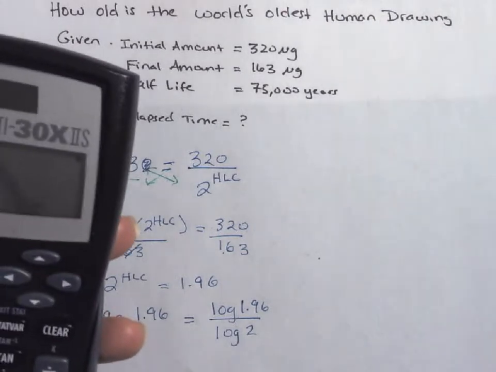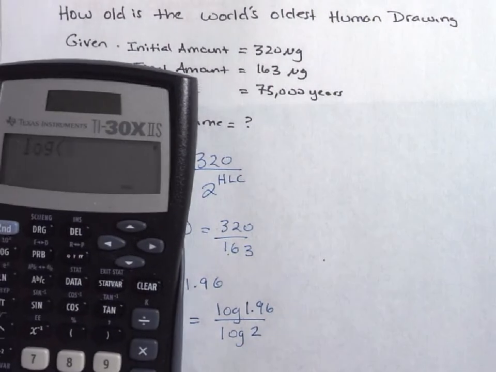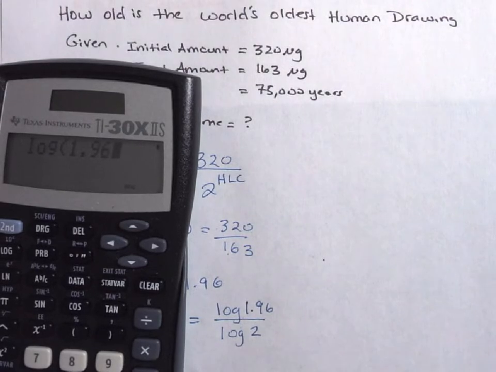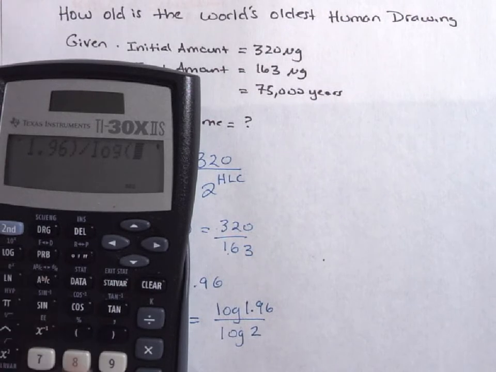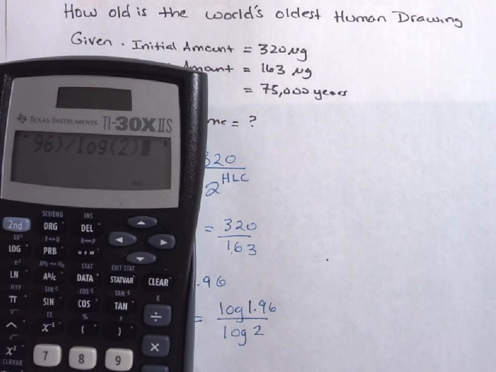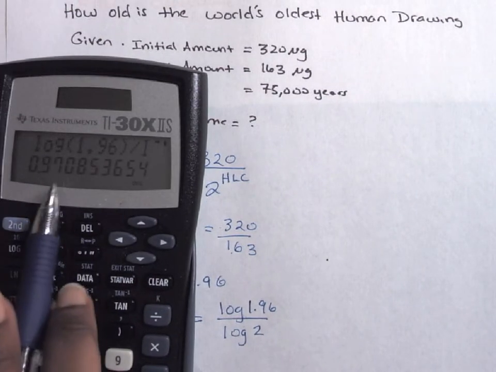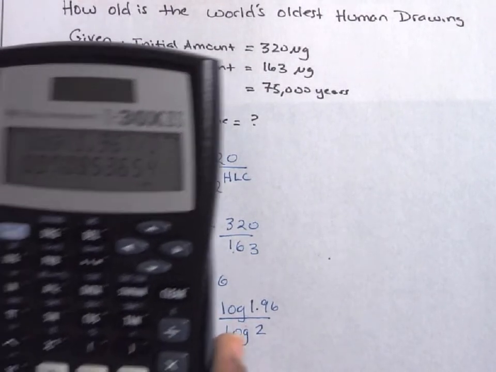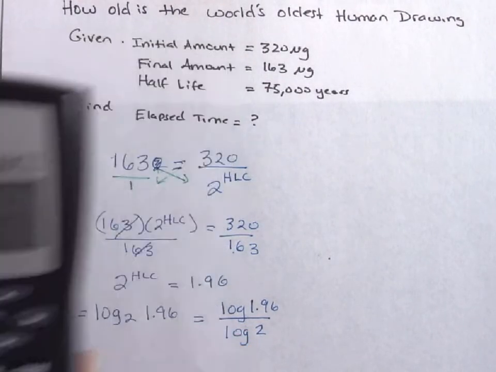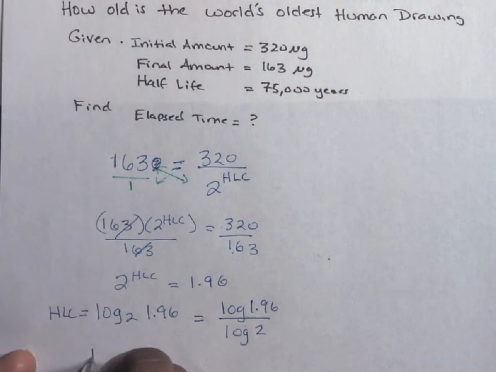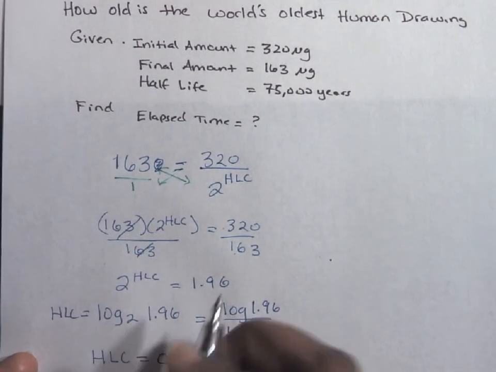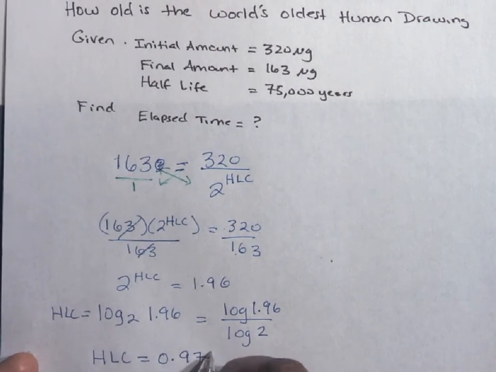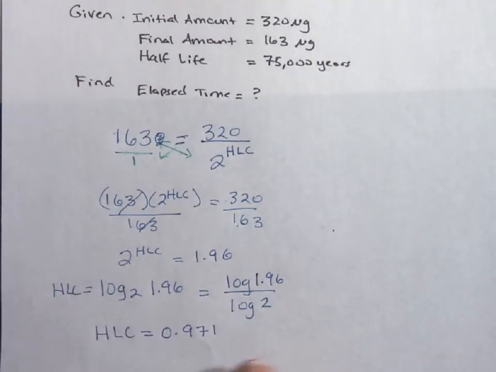So log of 1.96 divided by log of 2, and that gives me my HLC, which is 0.971. Remember that this HLC stands for half-life cycles. It's not the half-life. It tells you the number of half-lives that have passed in that given amount of time. All right, so that's just all equation B.